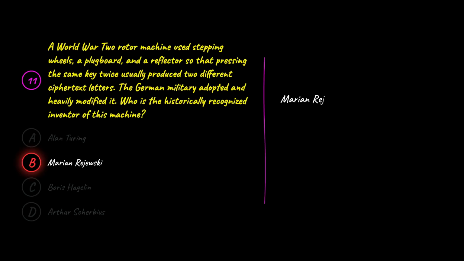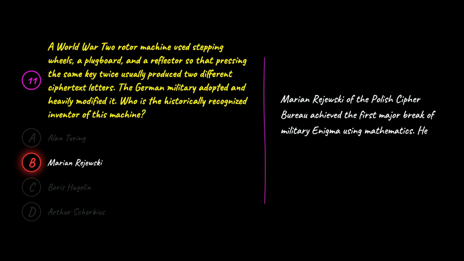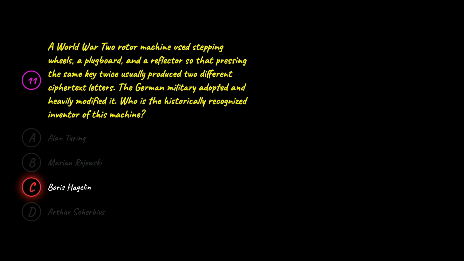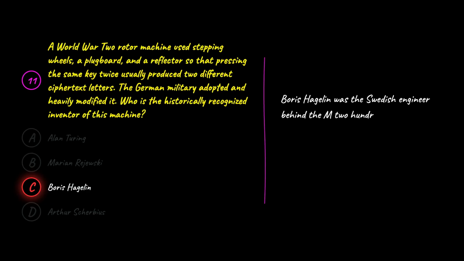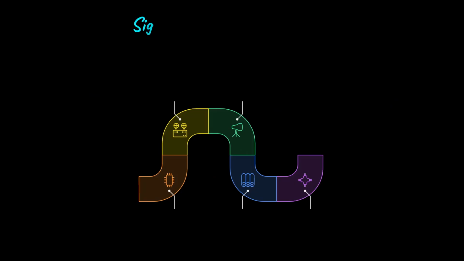B is wrong because Marian Rejewski of the Polish Cipher Bureau achieved the first major break of military Enigma using mathematics. He reconstructed its wiring but did not build the original machine. C is wrong because Boris Hagelin was the Swedish engineer behind the M209 pin and lug machine used by the United States. That is a different device from the Enigma. Enigma is famous, but the machine itself teaches a deeper lesson about how mechanical scrambling can hide a message. Let's look at how it actually worked piece by piece.